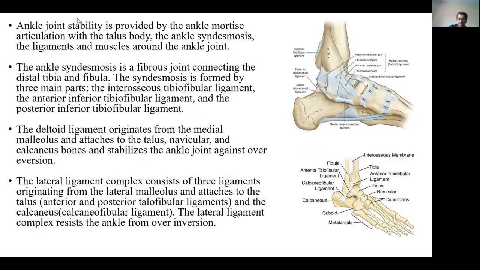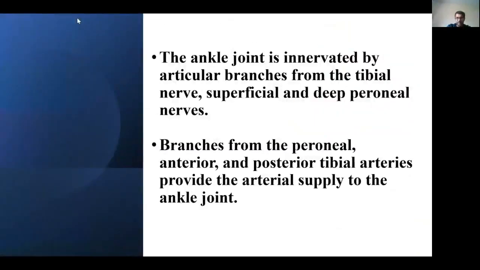On the lateral side, there is a lateral ligament complex, which consists of three ligaments originating from the lateral malleolus and attached to the talus, forming the anterior and posterior talofibular ligaments, and also attached to the calcaneus, forming the calcaneofibular ligament. The lateral ligament complex resists the ankle from over inversion. The ankle joint is innervated by the articular branches from the tibial nerve, superficial and deep peroneal nerves, and its blood supply comes from the peroneal, anterior tibial, and posterior tibial arteries.